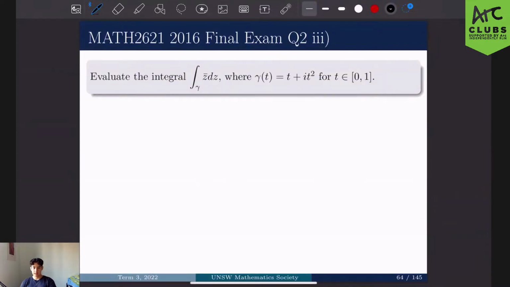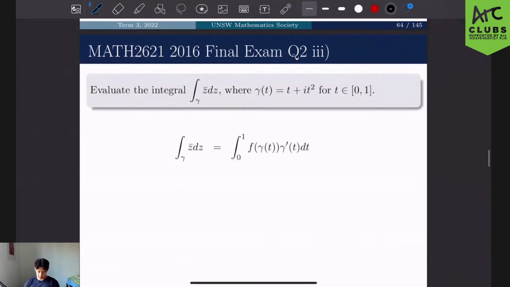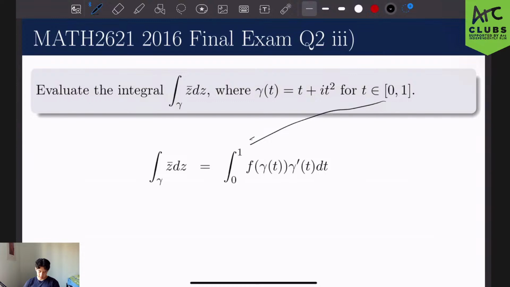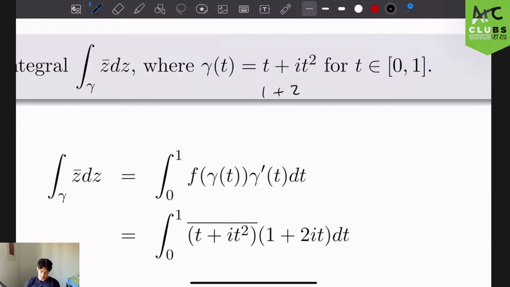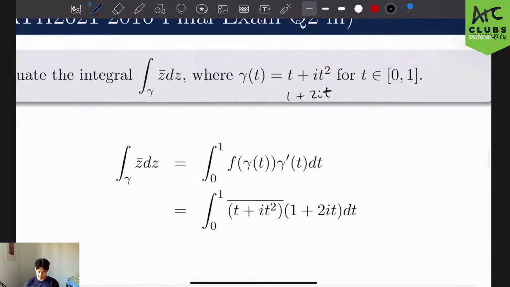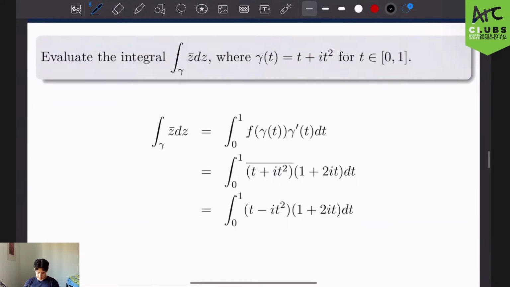So next example, we have the integral of the conjugate of z, and we're given the gamma here. Once again we just apply the formula, so our bounds are the endpoints of the interval of t here. Then we substitute in gamma for z, and multiply by the differential of gamma, which we get by differentiating 1 plus 2it with respect to t. Substitute in, so we're left with the conjugate of this, so we just flip the i there.